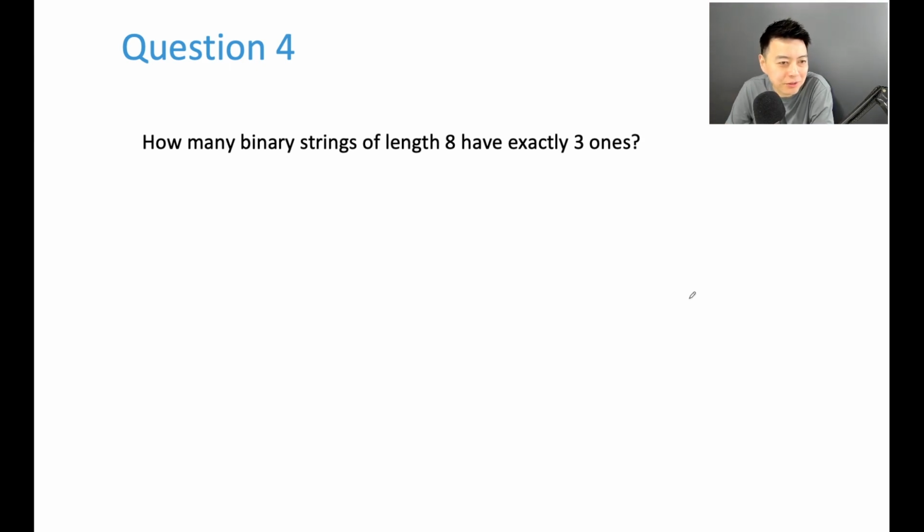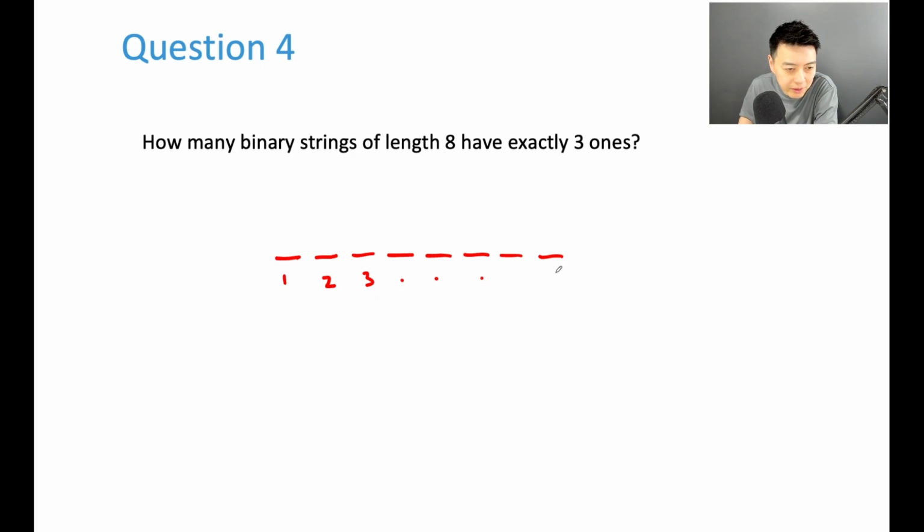Question 4. How many binary strings of length 8 have exactly 3 ones? There's a couple of ways to look at this problem. Probably the easiest way is that whenever you create a binary string, I always have 8 characters. So here are 8 characters, and we have character 1, character 2, character 3, and so on, up to character number 8.